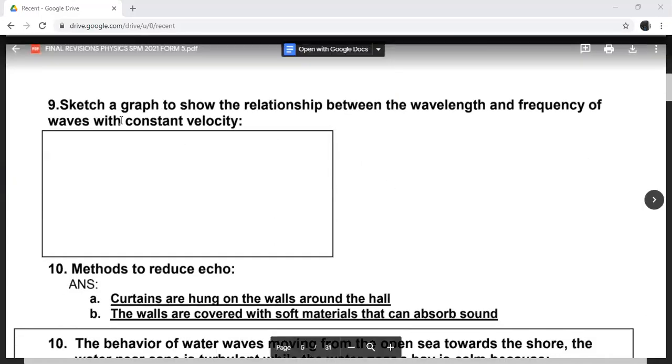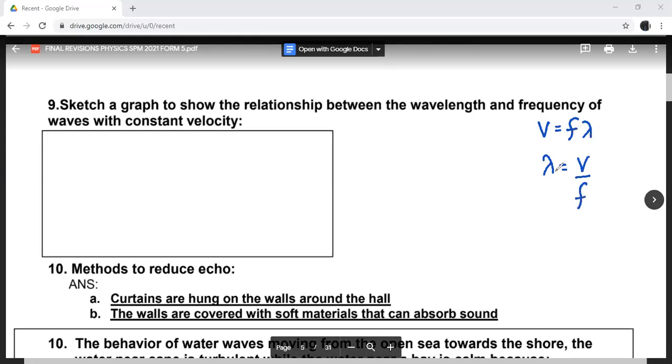The next one, sketch. I'm still at the chapter on waves alone, so this chapter will take a lot of time. Sketch a graph to show the relationship between the wavelength and frequency of a wave with constant velocity. Look at the formula again, right? The formula says that speed equals frequency times lambda. So lambda equals speed over frequency.